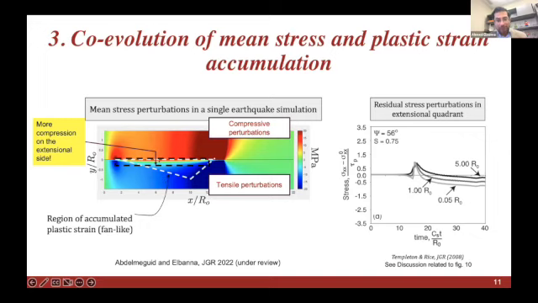So this compressive perturbation is mainly localized on the side where plasticity has accumulated. So when plasticity accumulates on the tensile quadrant, you get more compressive perturbation, and vice versa. So you could imagine in a cycle simulation that you get this continuous feedback between plasticity and mean stress. Plasticity changes the mean stress, and then the mean stress would also change the yield surface. And so you get into this positive feedback.